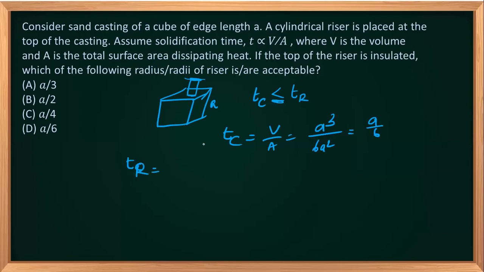TR. What is TR? For the riser, I said this is the circumferential area, so the volume will still remain the same. It will be pi by 4 d square h. So what will be the area? Only this circumferential area we will consider, so that will be pi d h. Here h and h get cancelled, and one of the d's gets cancelled. So it will be nothing but d by 4.